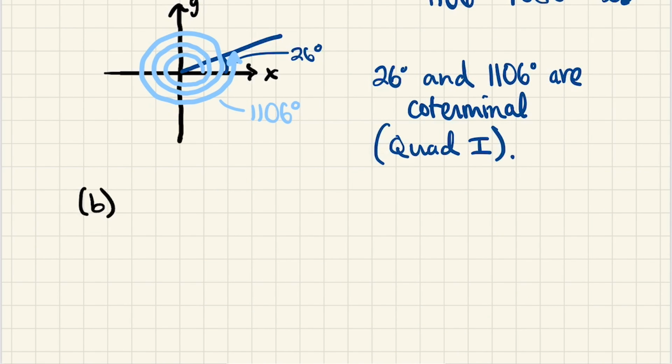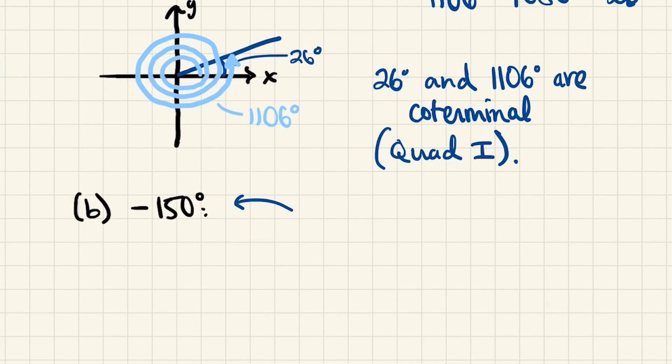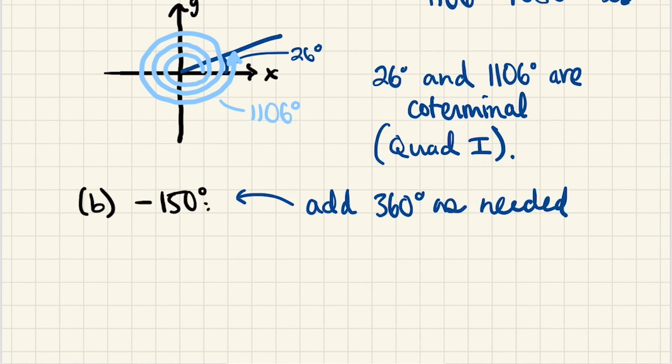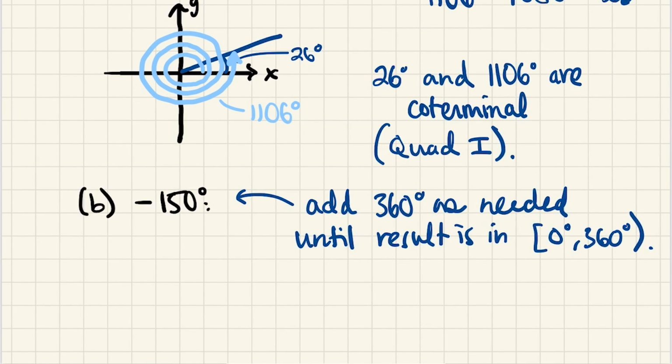Okay, for part B, we were given negative 150 degrees. Okay, so just a negative angle, so we'll just continue to add 360. All right, I have a good feeling that we'll only need to do this one time. So this comes out to 210 degrees.